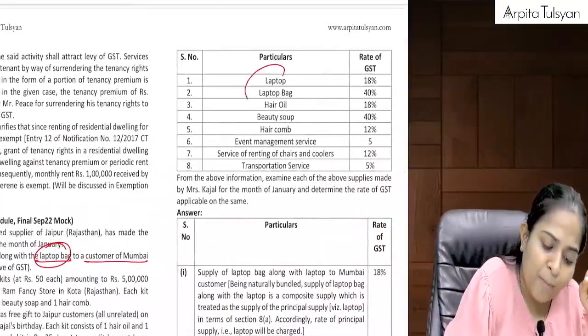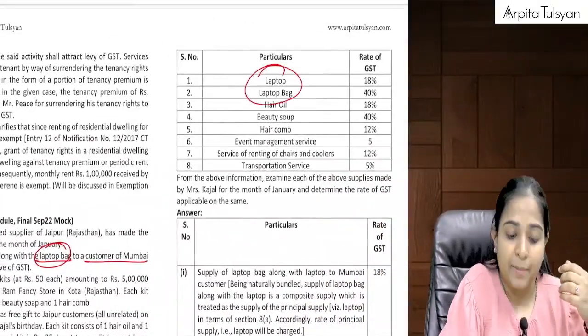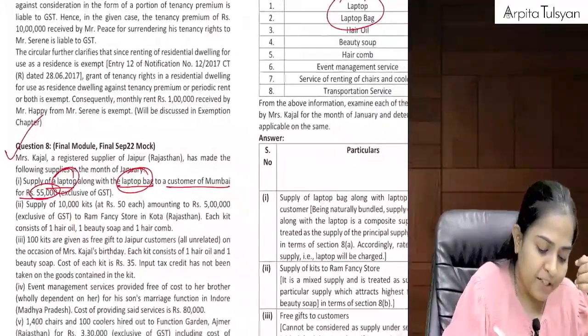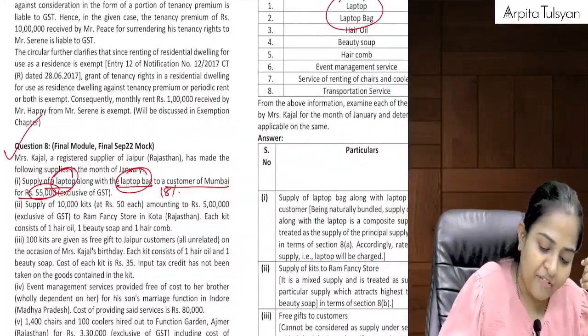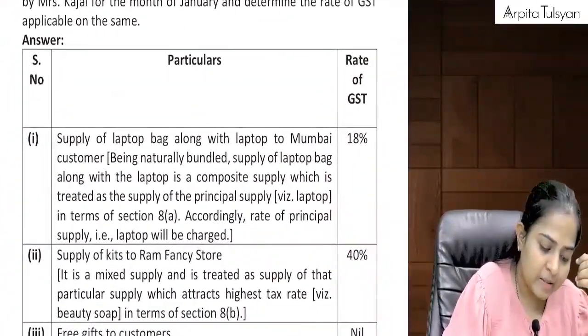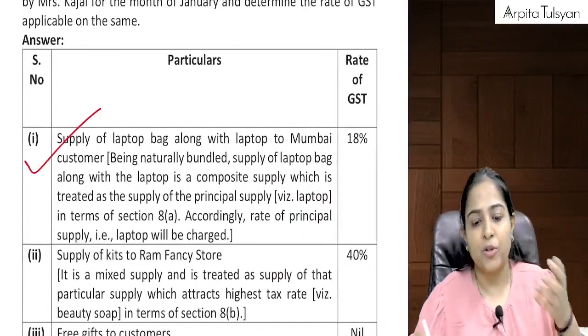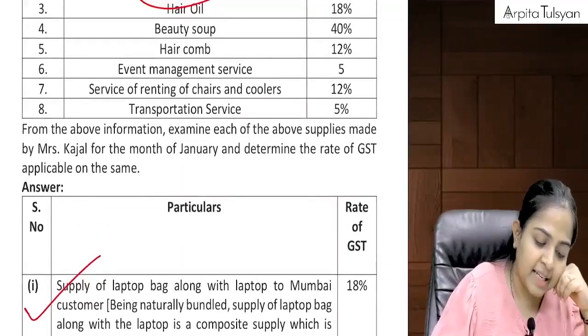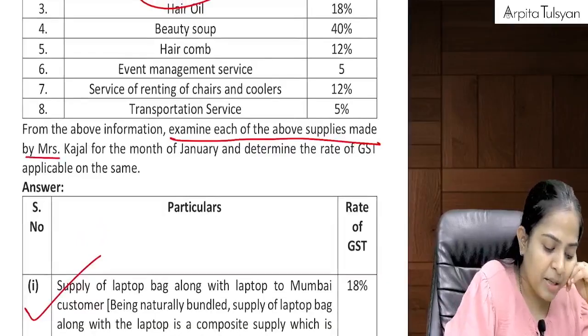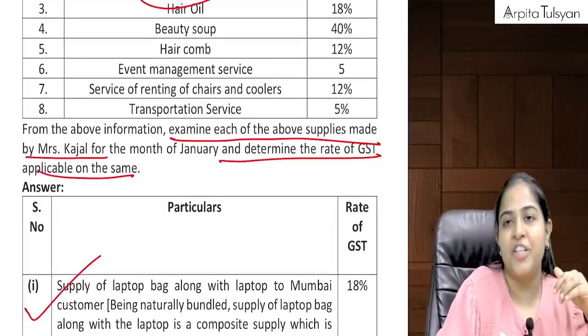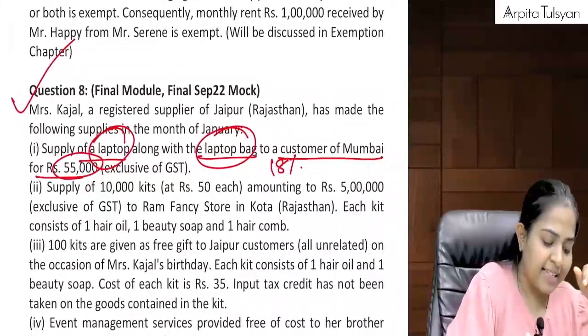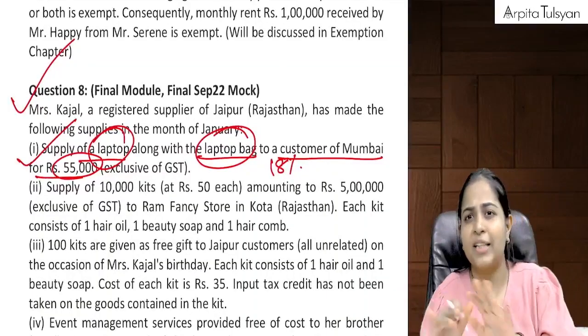Laptop and laptop bag, can we say laptop is the principal supply? So 18% GST will be applicable on this 55,000. Can you see this in the answers, everyone? What is the question that they are asking? Examine each of the above supplies made and determine the rate of GST applicable. So for every transaction, we have to just give the rate, not the calculation.